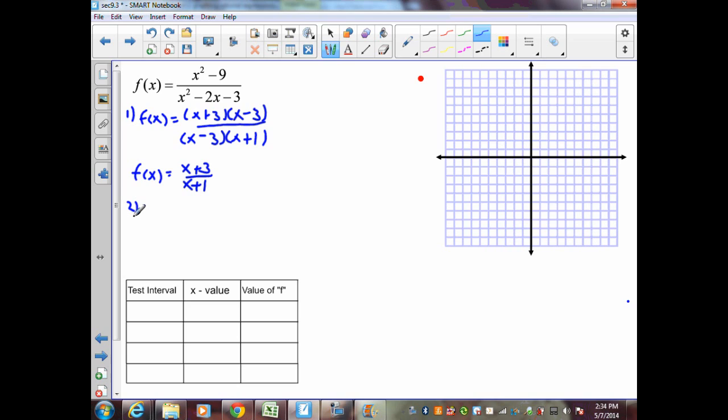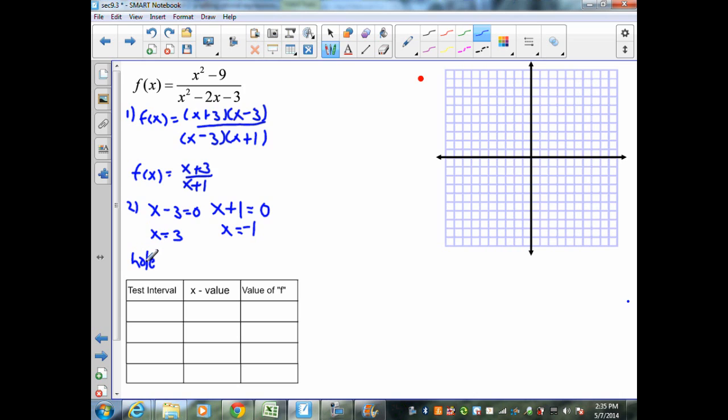Step 2, let's find my vertical asymptotes. So I set each denominator quantity to 0: x minus 3 equals 0, x equals 3; x plus 1 equals 0, x equals -1. But my x minus 3, since it got canceled from my simplification, does not become an asymptote. This becomes a hole in my graph. It's undefined, but it's not a vertical asymptote at that point. My x plus 1, since it didn't get canceled, is a vertical asymptote. So I have a vertical asymptote at x equal to negative 1.